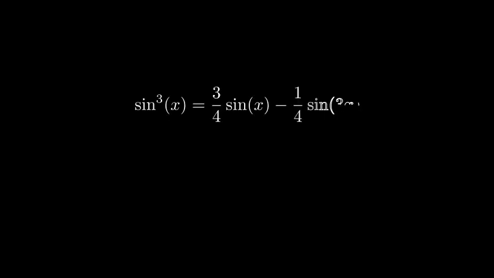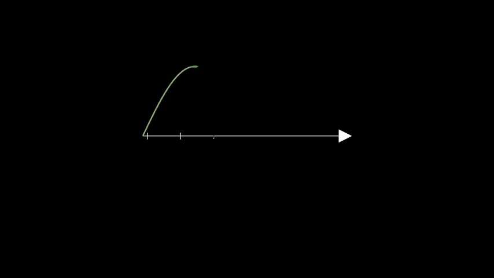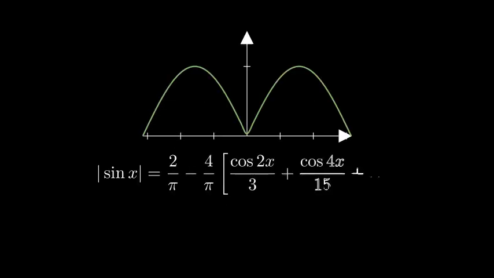Let's apply this to a few problems. First, the function sine cubed of x. Instead of integrating, we can use a trig identity to see that it is actually already a Fourier series with two notes, 3/4 sine x and -1/4 sine 3x. Next, the absolute value of sine x. Because this is an even function, we use cosines. The result is a series where only even harmonics exist, starting with the average value of 2 over pi.